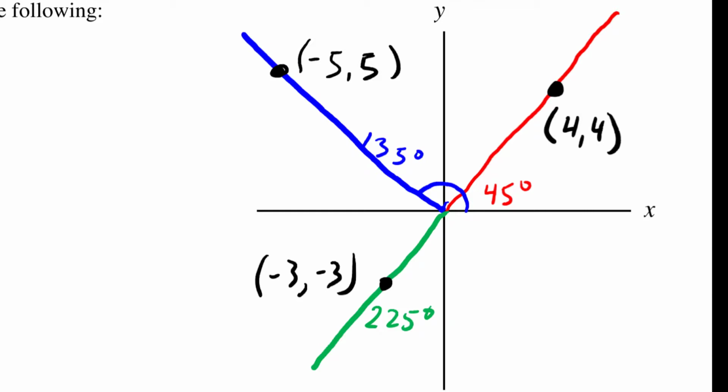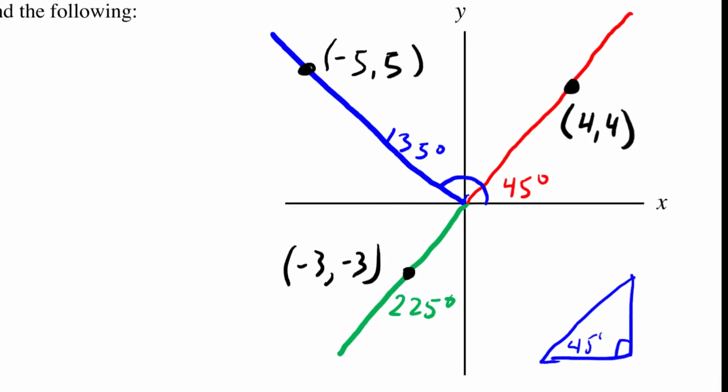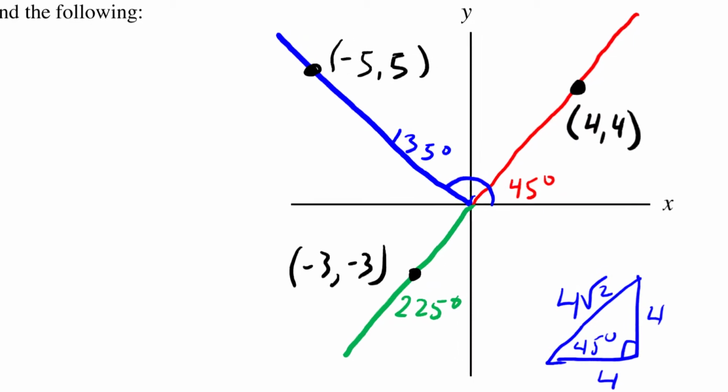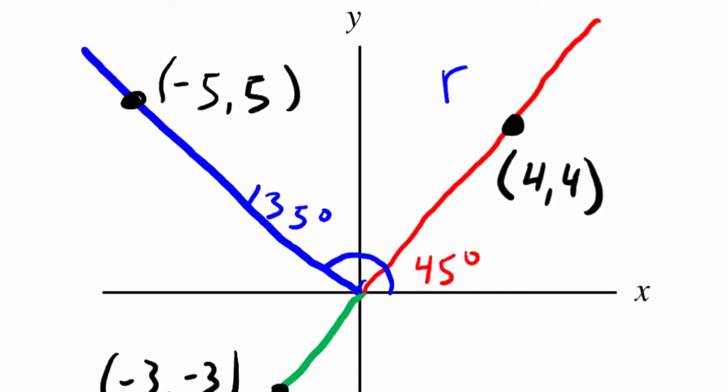Now, let's go back to quadrant 1 for a moment with the 45-degree angle, which really forms a 45-45-90 triangle. And the x and y values are the side measures. Those are 4. We know the hypotenuse is 4 times square root of 2. And so that means the radius for that point (4, 4) is 4 times square root of 2. In quadrant 2, it's the same thing.